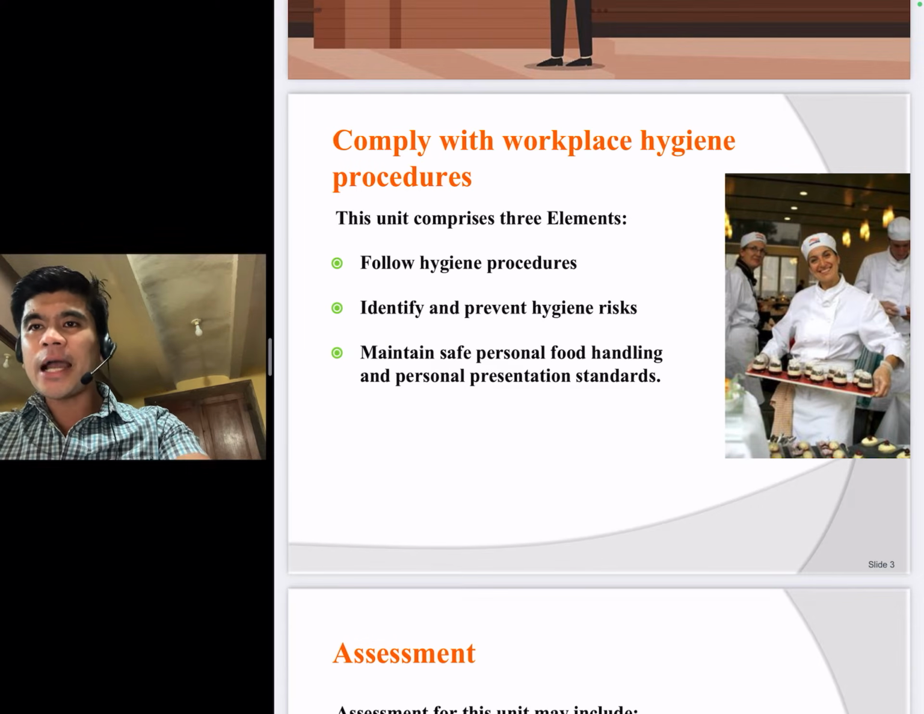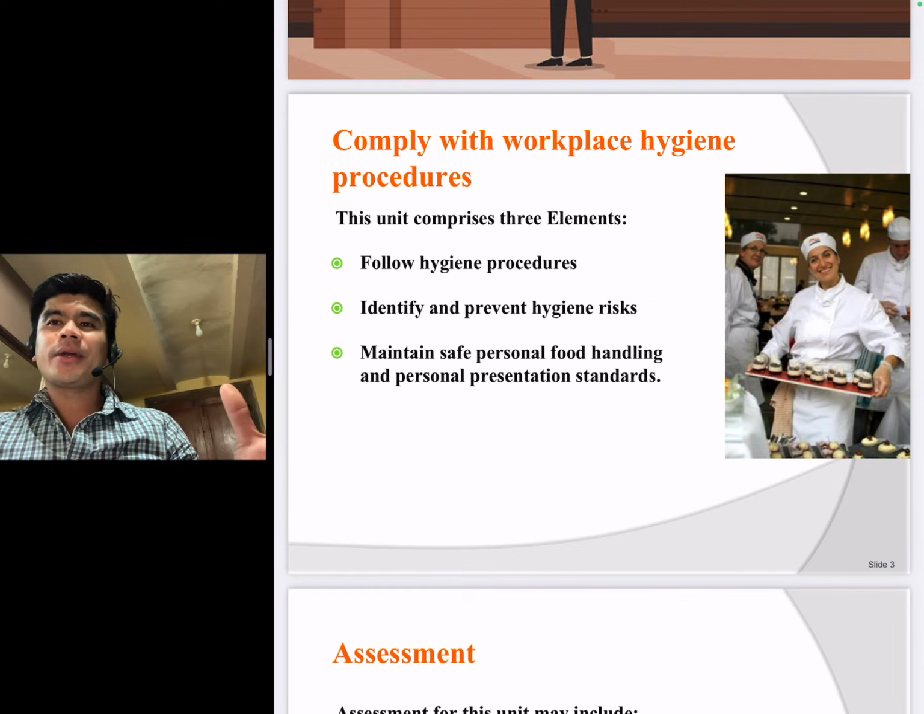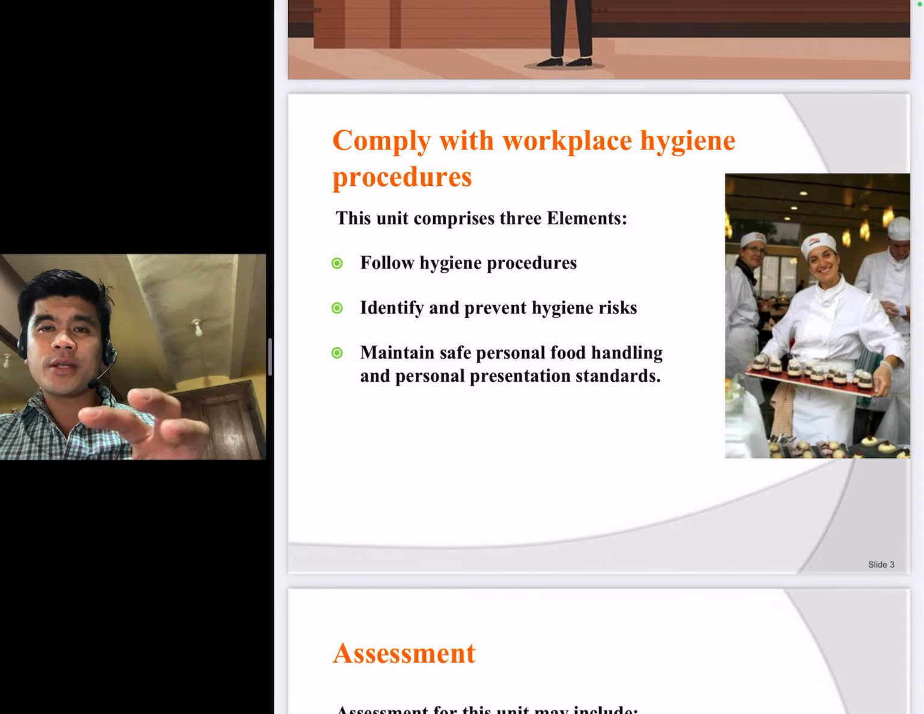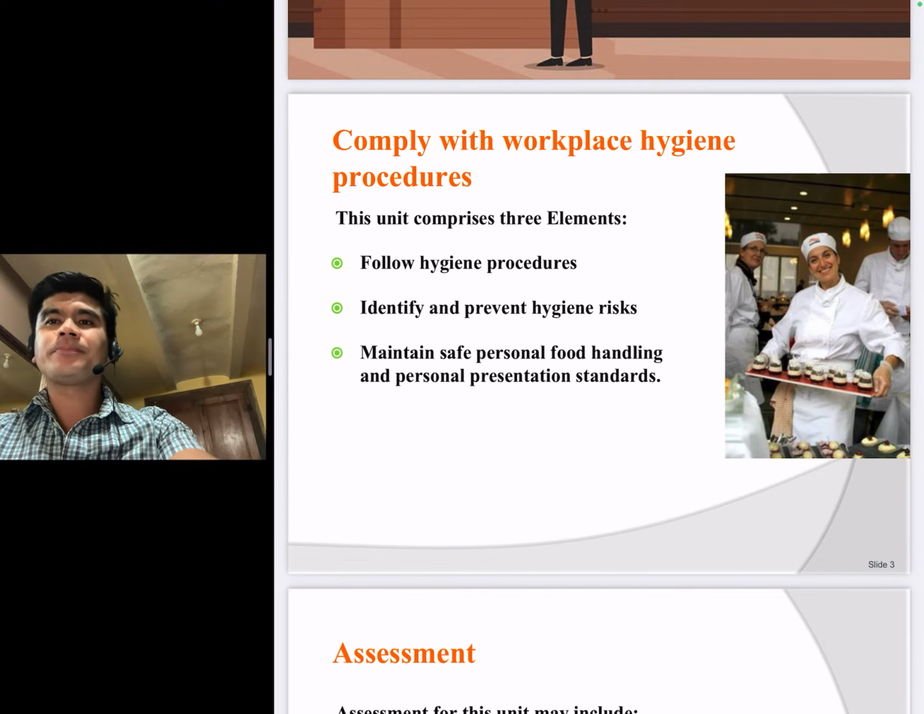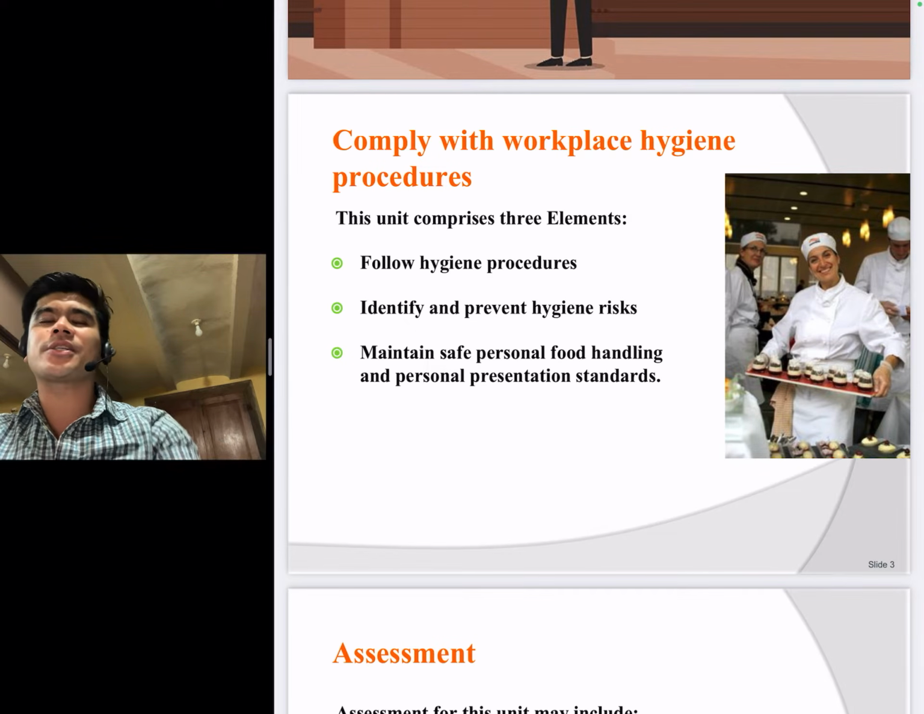Next, identify and prevent hygiene risk. What are the hygiene risks? If you neglect your hygiene procedures, what is going to happen? You might develop bacteria on the food. So those are one of the problems. Next, maintain safe personal food handling and personal presentation standards.